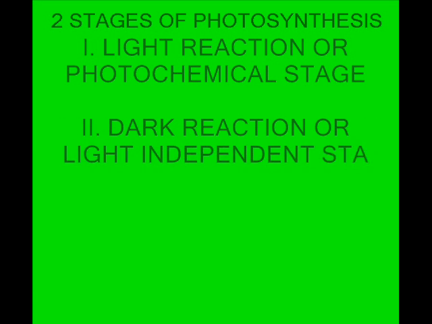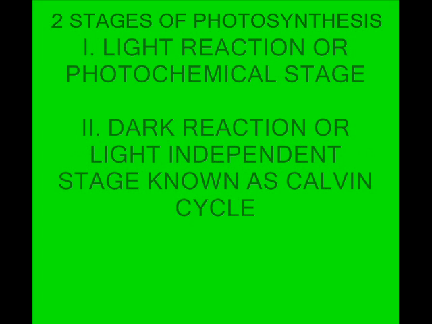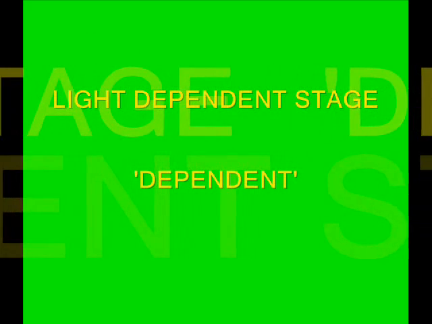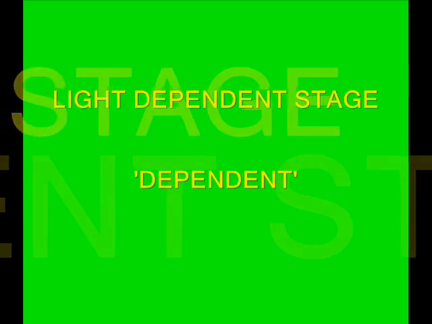Photosynthesis occurs in two stages or sets of reactions, namely the light or photochemical stage and the dark reaction or light-independent stage, also known as the Calvin cycle. The light-dependent stage. The first step of the process is the harvesting of energy from the sun, and that process is called light-dependent reaction because it simply depends on light.